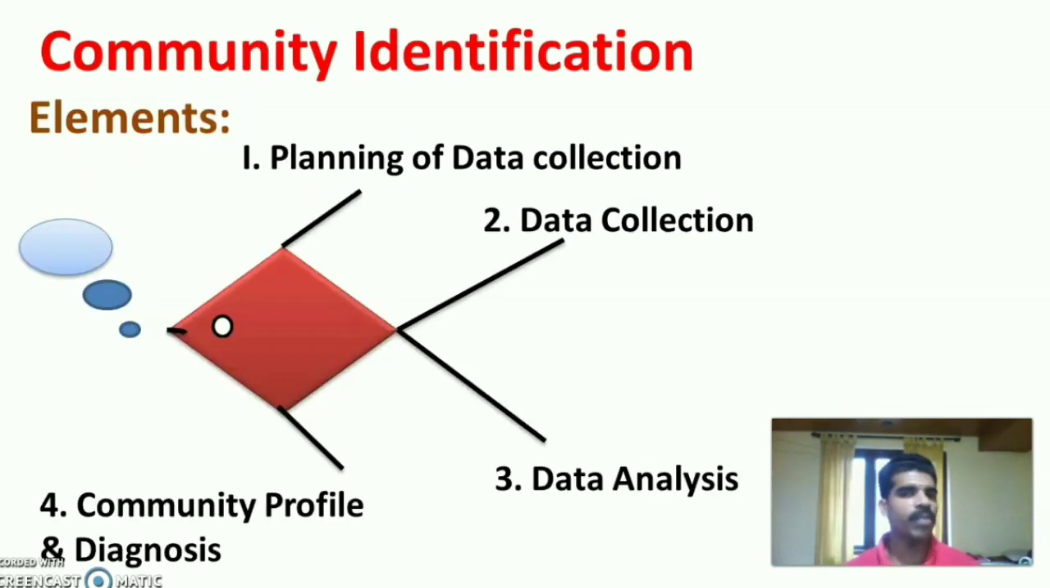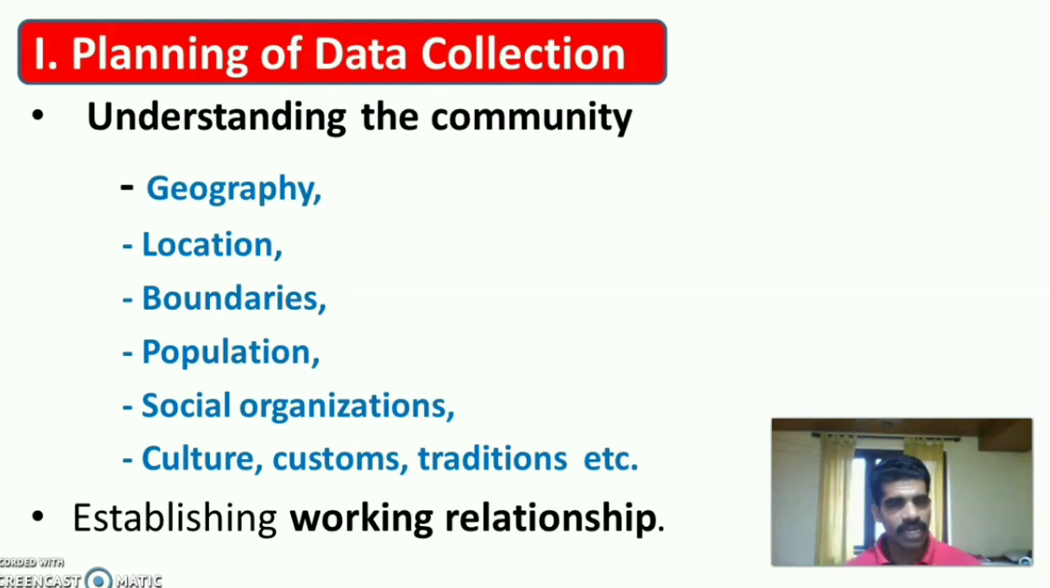The elements of community identification. There are 4 elements or components of community identification, which include planning of data collection, data analysis, community profile and community diagnosis. Let us discuss one by one. First element is planning of data collection. Planning of data collection means understanding the community and establishing a good working relationship with that community.